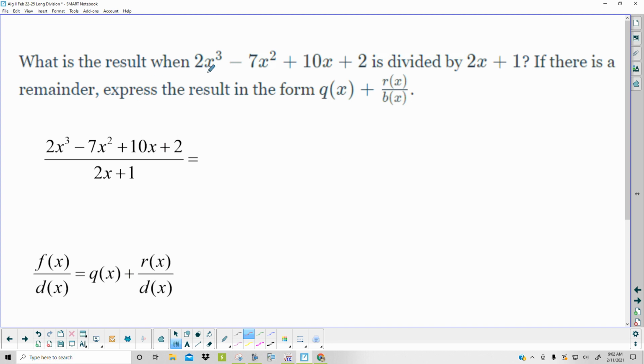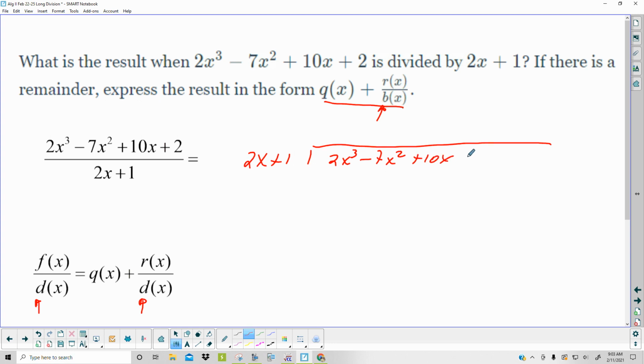What is the result when you take this polynomial and divide it by that? If there's a remainder, please write the result in this form. Now, I call this a divisor. They're calling it b. Don't get hung up on that; that's a b and I'm calling it d. This is the format. It's the same one. They're just labeling it b. So what you do is you set up 2x plus 1 to be divided into 2x cubed minus 7x squared plus 10x plus 2.